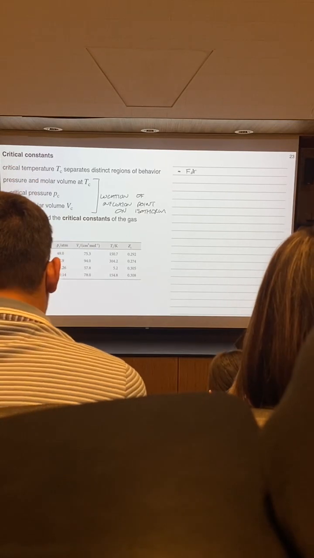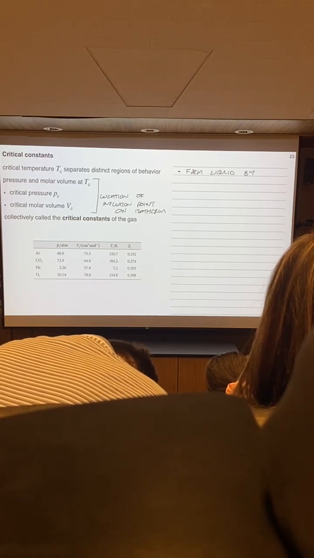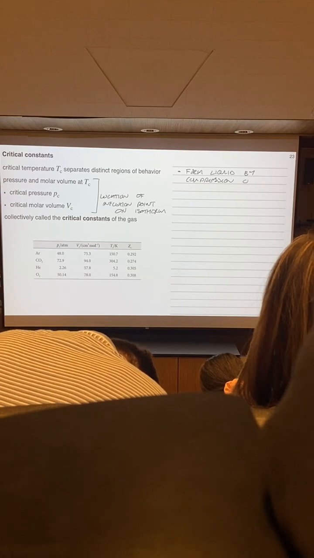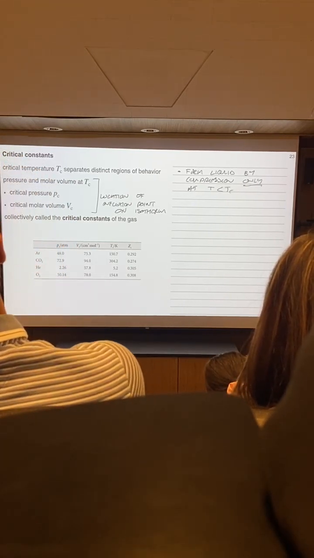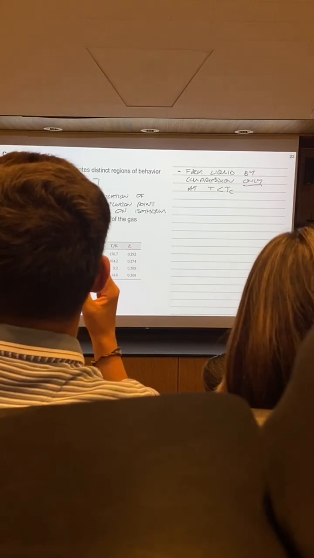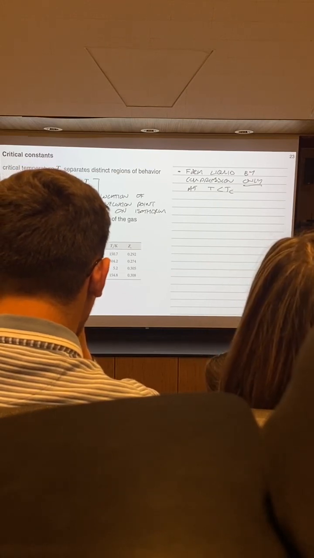So we can form a liquid by compression only at temperatures less than the critical temperature. And the critical temperature is gas specific. So the table here shows some critical constants for a collection of gases. You can see the row there with CO2.